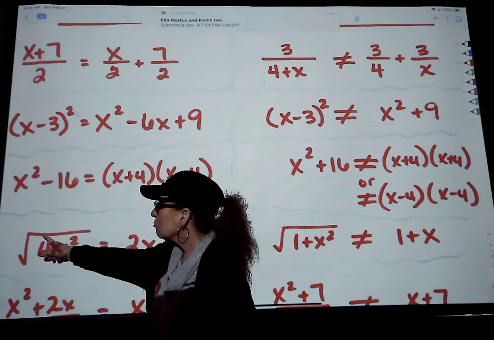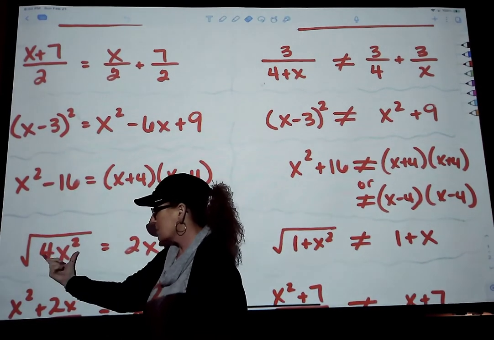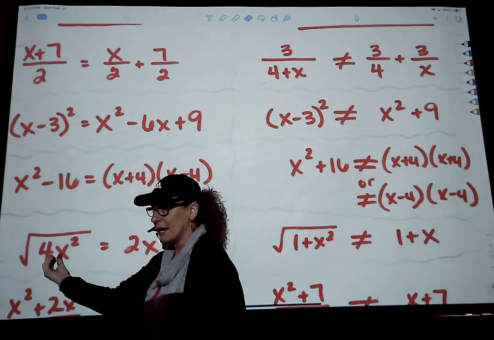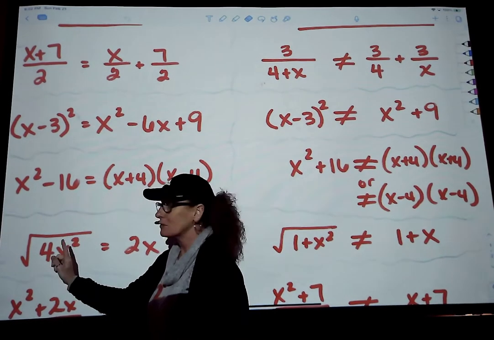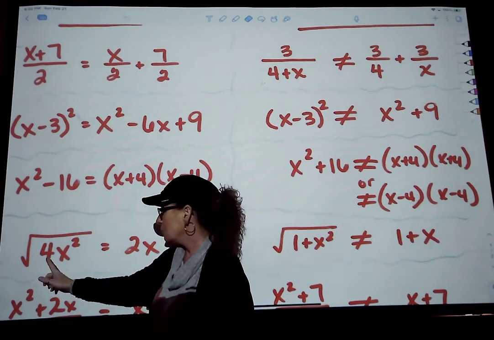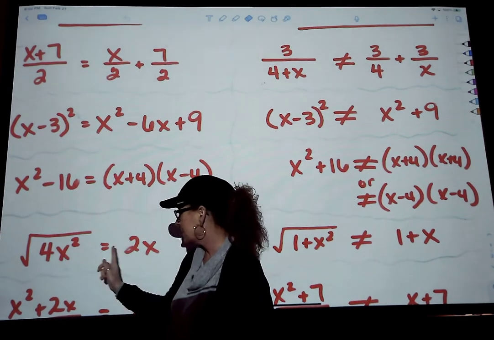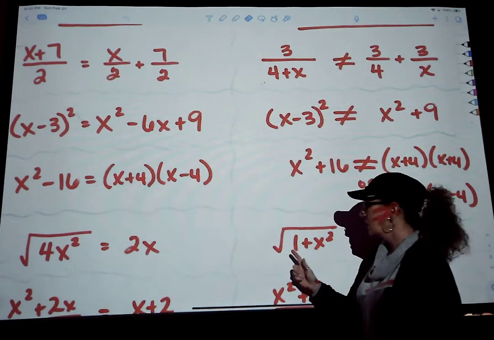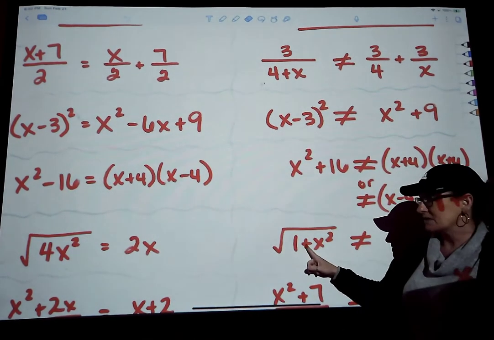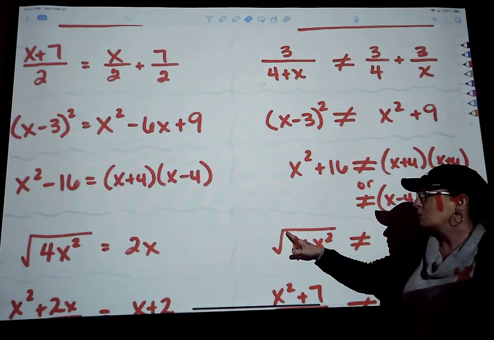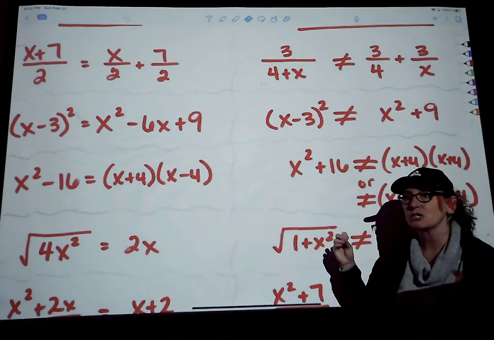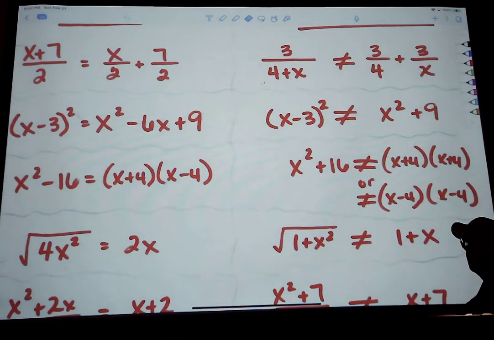When you're rooting a monomial, these are all held together with multiplication glue. You can square each piece. You can square the 4 and you can square the x squared. That's legal. This is a binomial, separated with addition. You cannot square each term. That's completely illegal.